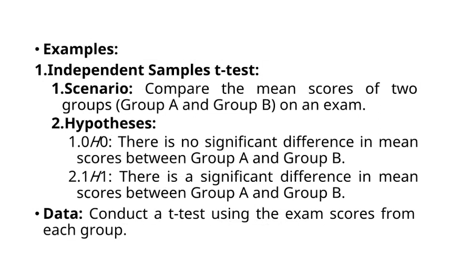Examples. Independent samples t-test. Scenario. Compare the mean scores of two groups, Group A and Group B, on an exam. Hypotheses. H0. There is no significant difference in mean scores between Group A and Group B. H1. There is a significant difference in mean scores between Group A and Group B. Data. Conduct a t-test using the exam scores from each group.